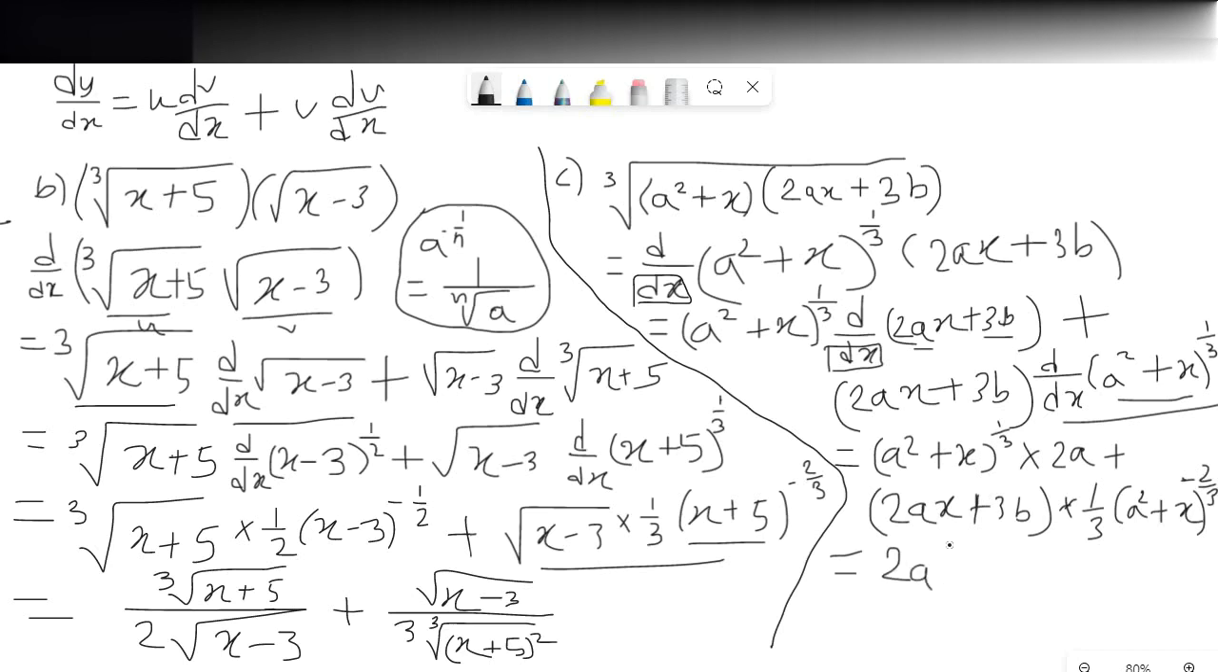2a times the cubic root of a squared plus x, plus (2ax plus 3b) divided by 3 multiplied with the cubic root of (a squared plus x), which itself has a whole square.